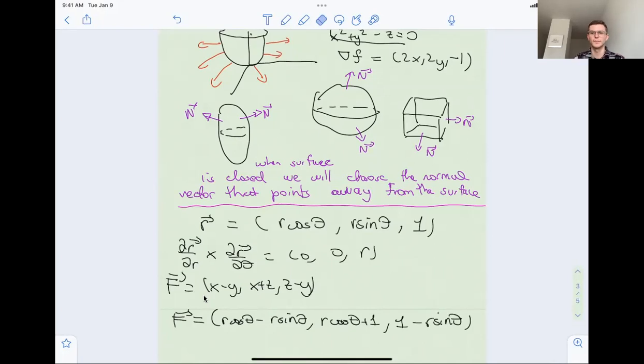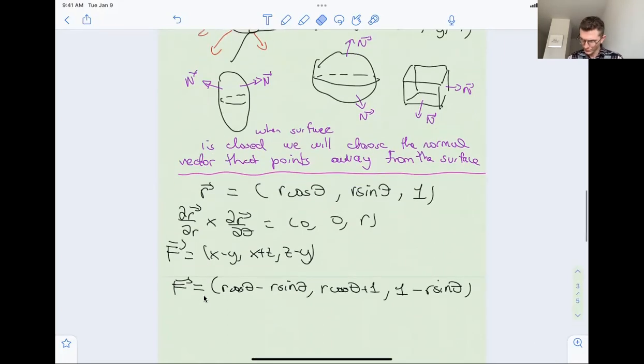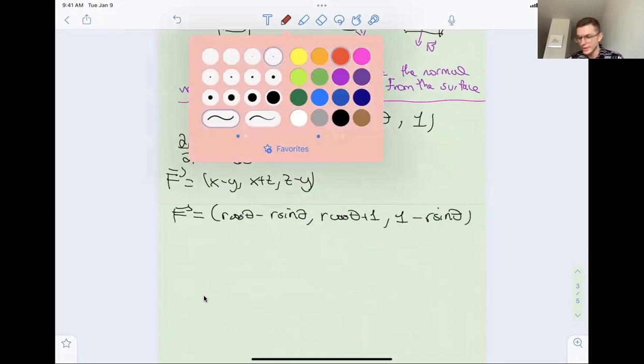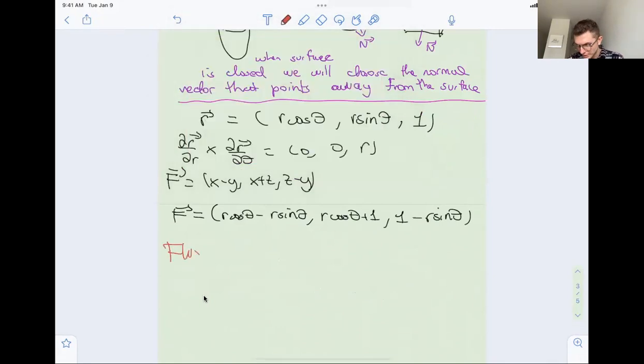Is that making sense? Any questions so far, so good? And then we're ready to do the flux. The flux is just the integral of F with this dot product.